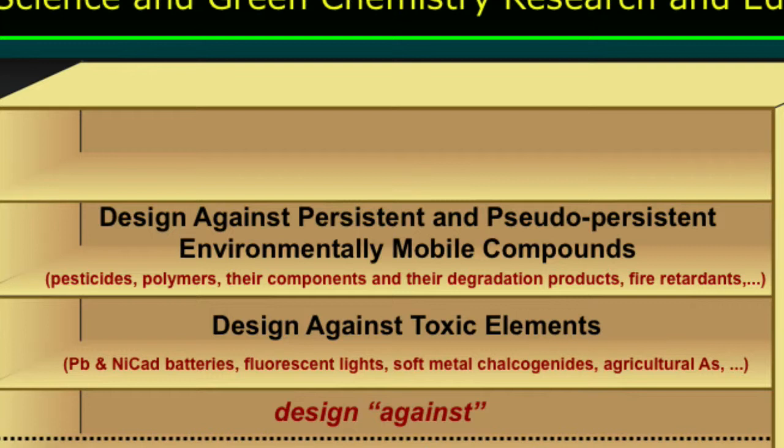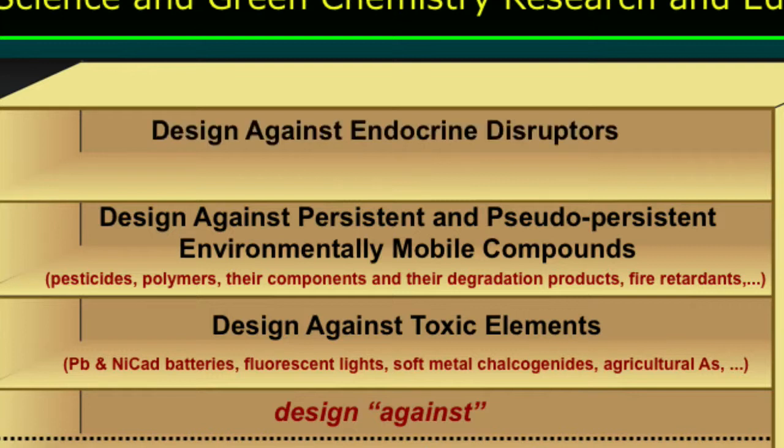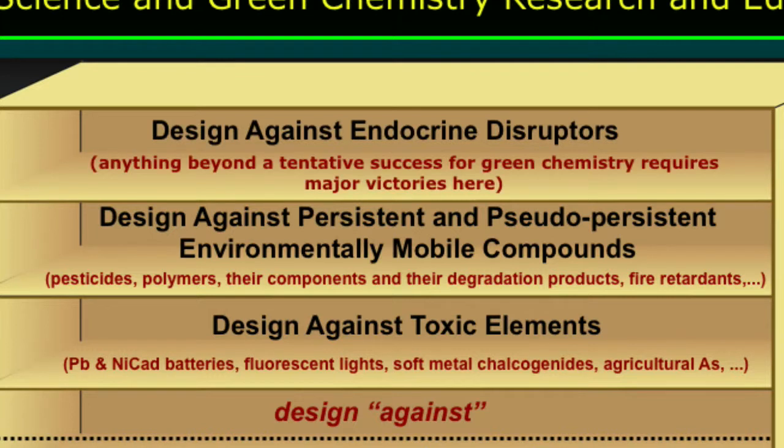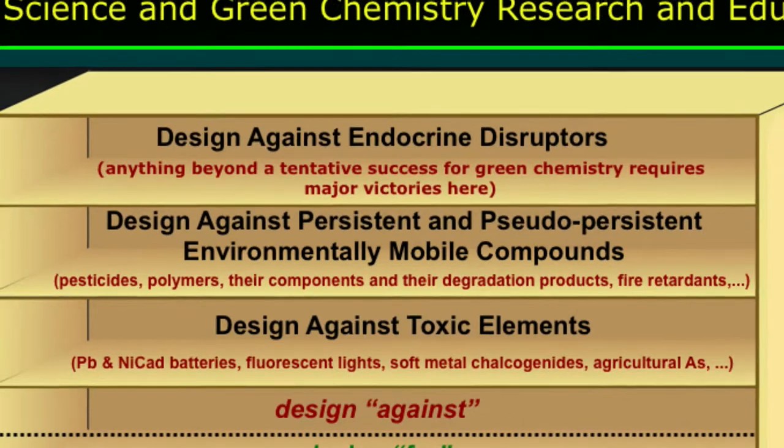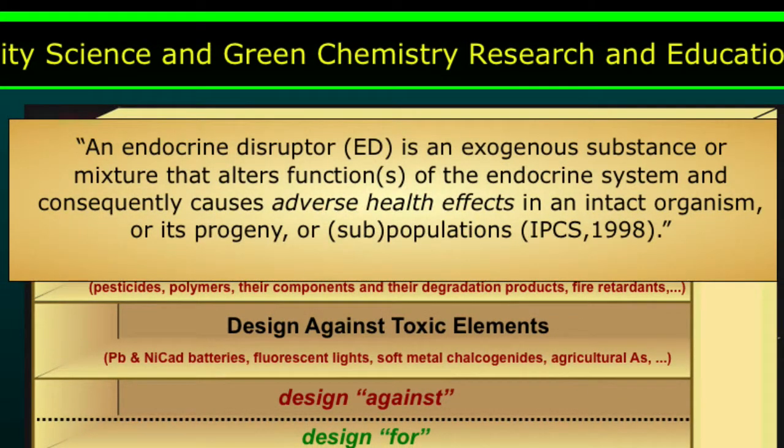The last shelf on our bookcase, the top shelf, involves design against endocrine disruptors. Anything beyond a tentative success for green chemistry requires major victories here. Again, the definition of an endocrine disruptor is the following. An endocrine disruptor is an exogenous substance or mixture that alters function of the endocrine system and consequently causes adverse health effects in an intact organism or its progeny or subpopulations. That's a definition from the International Program on Chemical Safety in 1998.